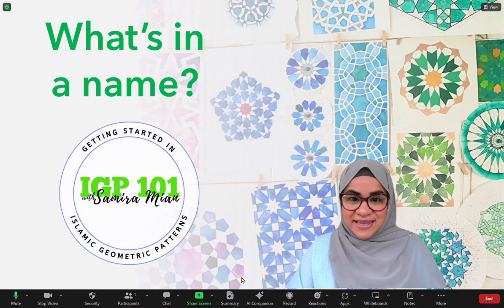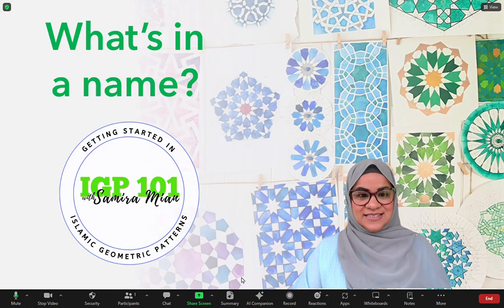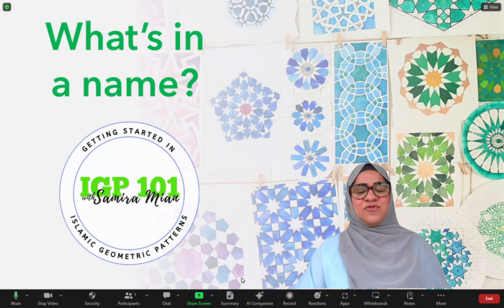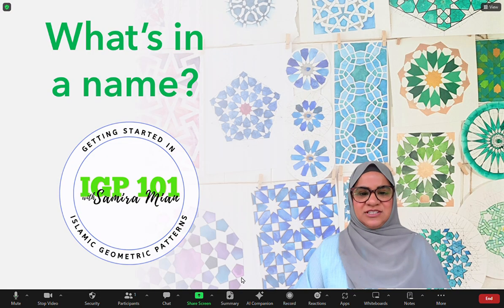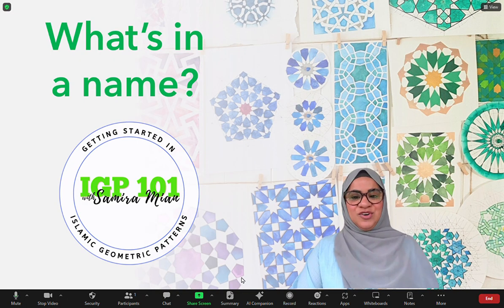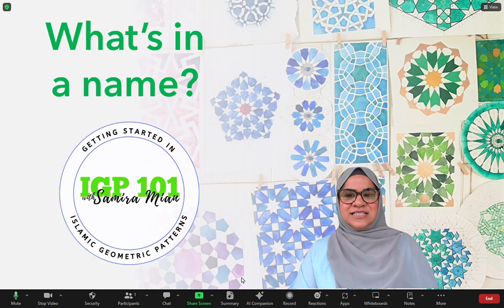So let us begin straight away with what's in a name. I call these patterns Islamic geometric patterns. This isn't something that is universally agreed on or liked by everybody who practices in this field. It's a vast range, geographically and in time, so to have one agreed way of describing it is a tricky and a big ask. So just know that you will come across different names.